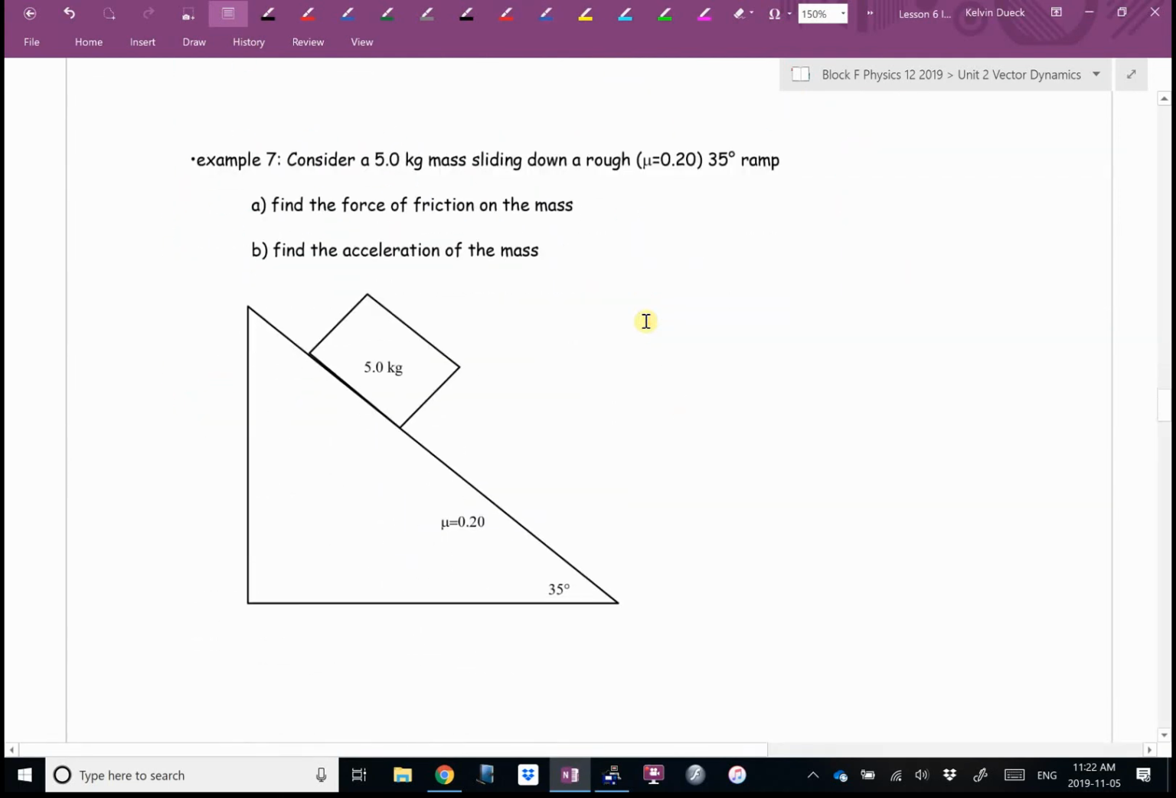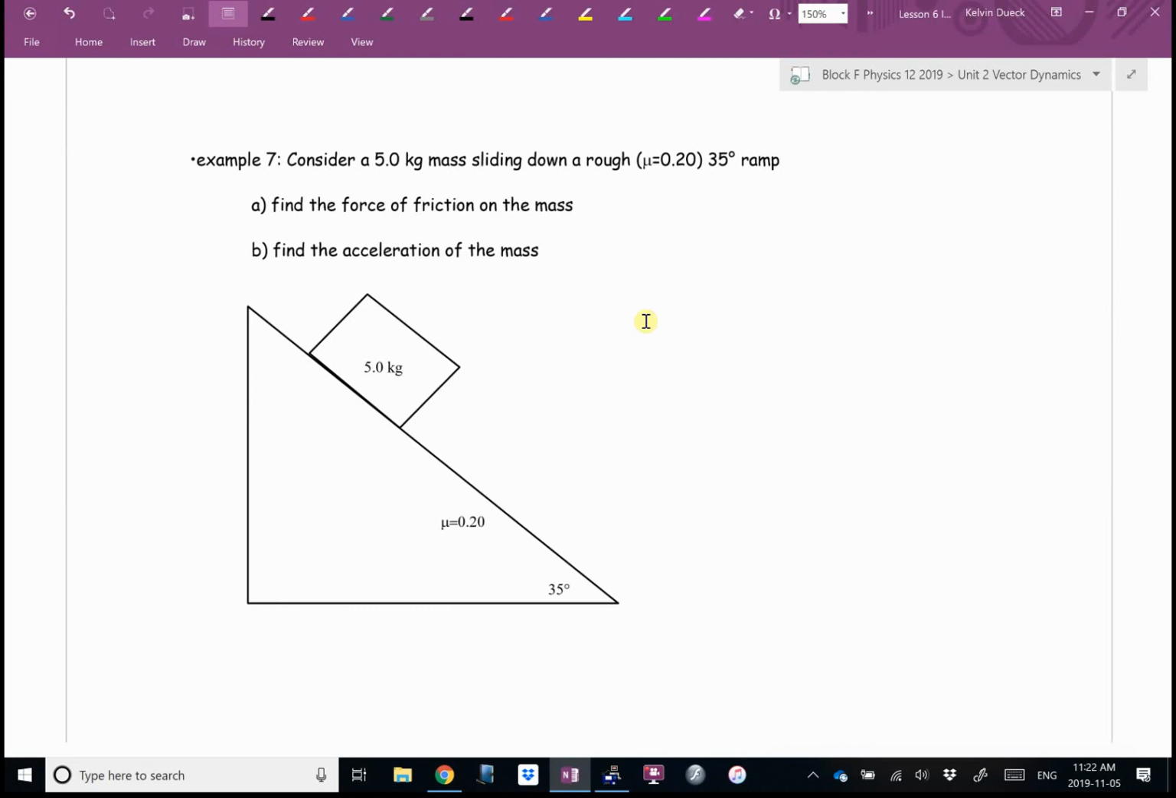Example 7. I like example 7. Example 7 is a nice question. It says, consider this mass sliding down a rough ramp. A says, find the force of friction. Okay. You know what it was a good job for?